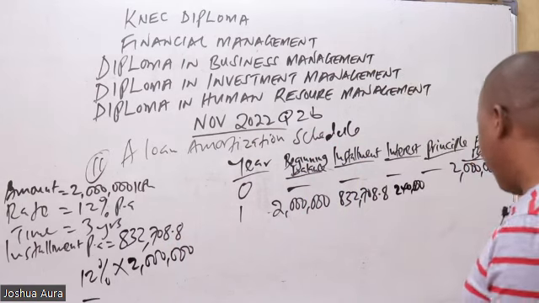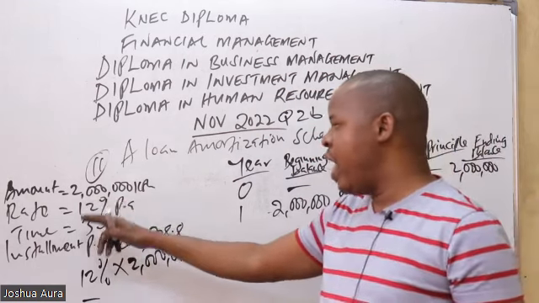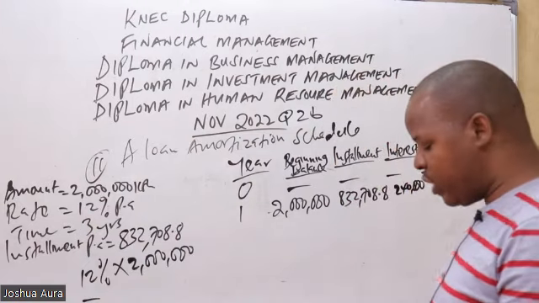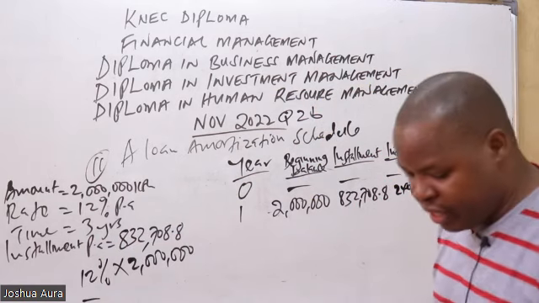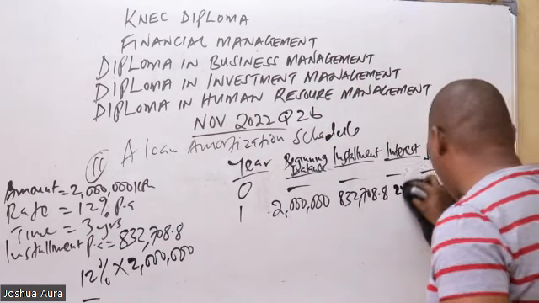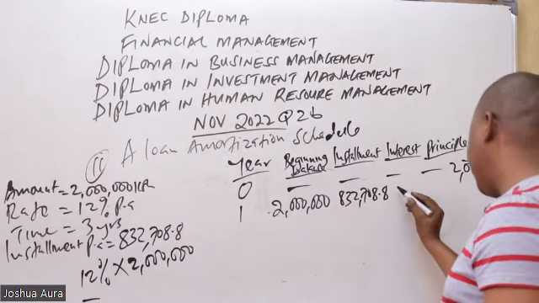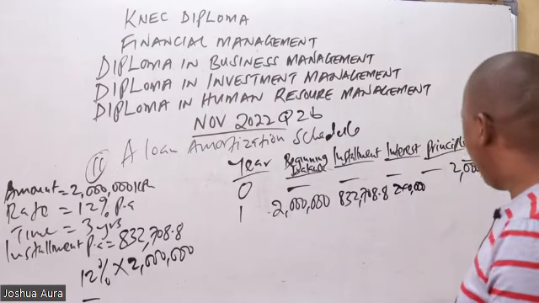Remember, this is annual interest, because we are using annual figures and not monthly figures. So this is 240,000 as your annual interest.